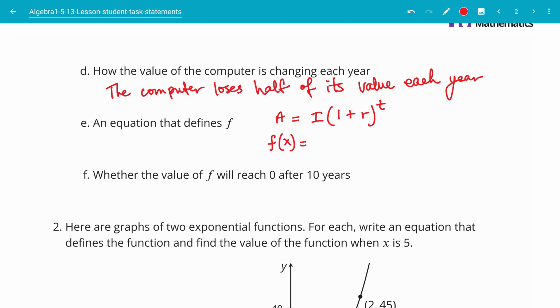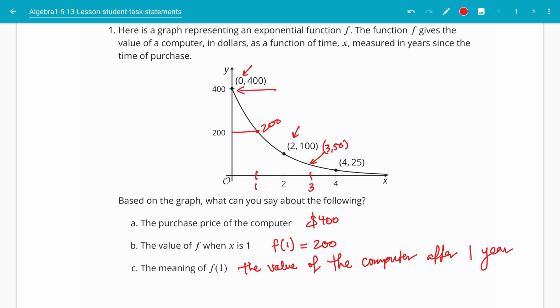And then our initial amount is going to be the $400. And this one is actually decaying, so our rate is going to be, it's losing 50%. So this is going to be 1/2. And we're raising this to the power of x to represent time, because it said right here that it was going to be a function of time, and we used the letter x for that.